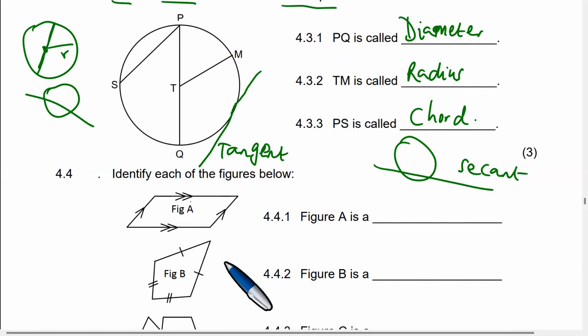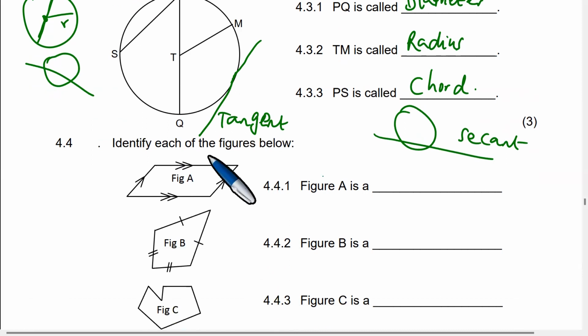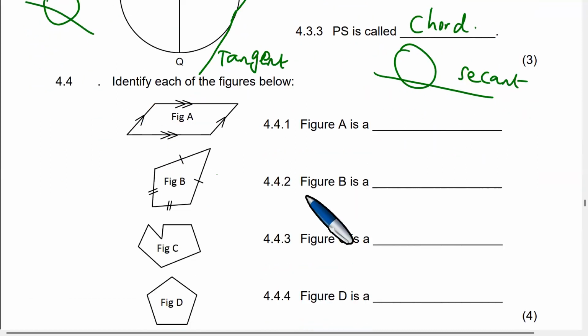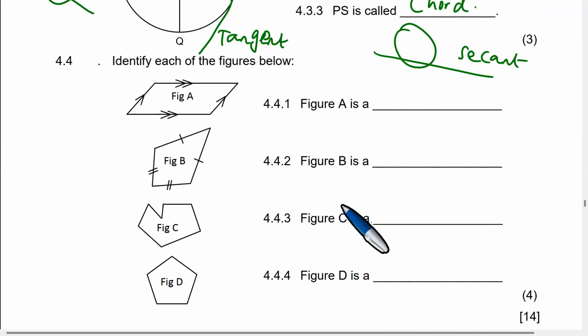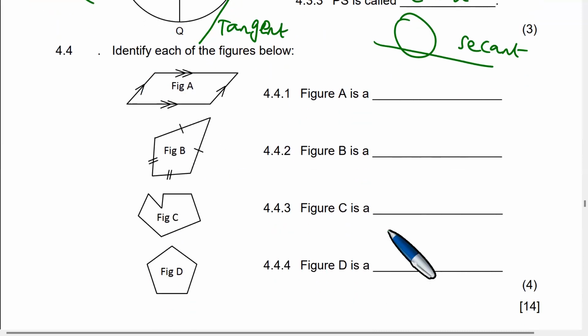Okay, identify each of the figures below. Figure A is called a what? A parallel. Okay, the opposite sides are parallel to each other, and therefore it's called a parallelogram. What do you call figure B?